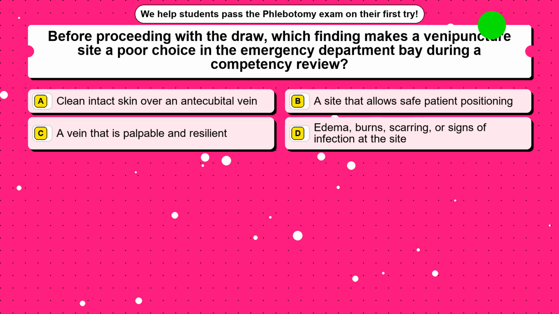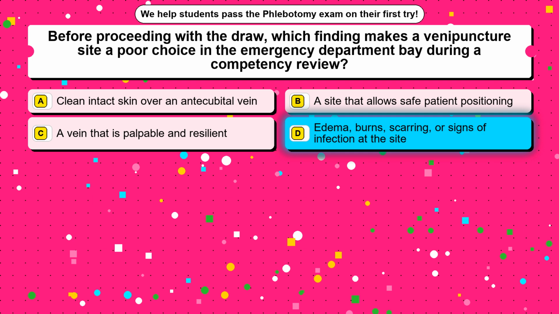Question 28. Before proceeding with the draw, which finding makes a venipuncture site a poor choice in the emergency department bay during a competency review? Option A. Clean intact skin over an antecubital vein. Option B. A site that allows safe patient positioning. Option C. A vein that is palpable and resilient. Option D. Edema, burns, scarring, or signs of infection at the site.